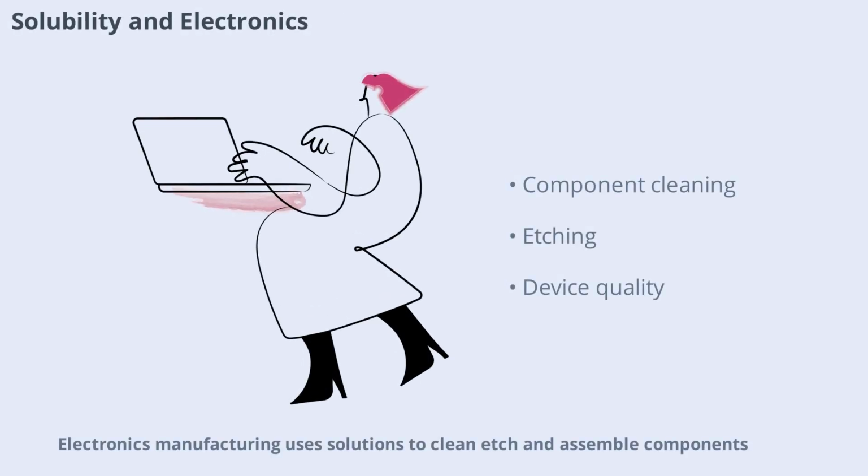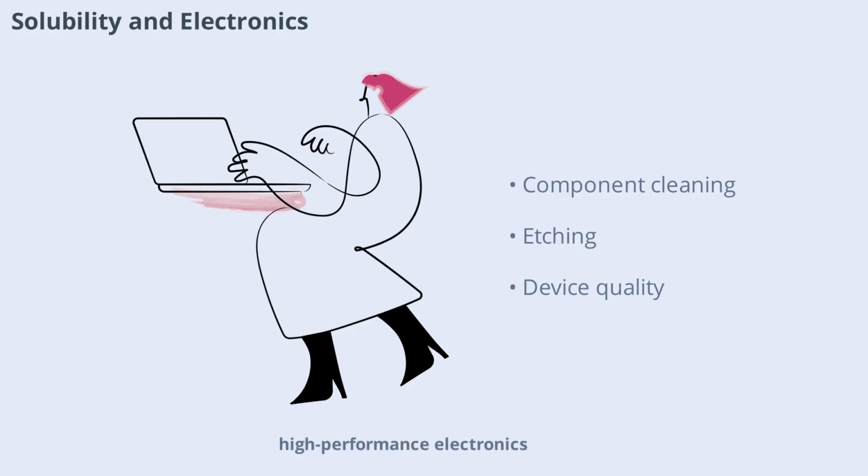Electronics manufacturing uses solutions to clean, etch, and assemble components. Solubility affects how materials interact and ensures the quality of electronic devices. Mastery of solubility is crucial for producing reliable, high-performance electronics.